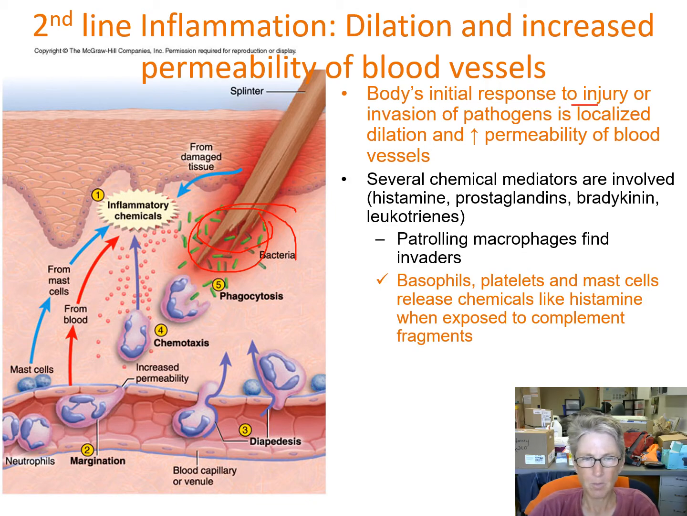And then we talked about some of the chemical mediators involved in dilation and increased permeability of blood vessels. And these are the cells, the basophils, platelets, mast cells. They release chemicals like histamine when they're exposed to complement fragments. So if there are some complement fragments in the blood vessels here, the mast cells and the basophils would recognize those complement proteins, and then in turn the basophils would release, for example, histamine.